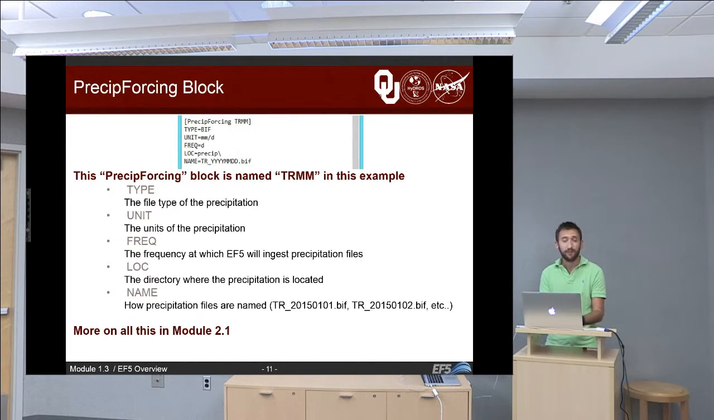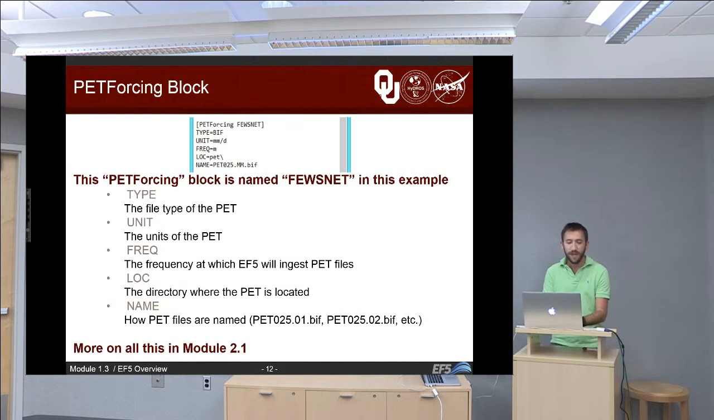And then the name is a really critical one. For precipitation and for PET, EF5 needs names that include date and time information. So in this case, the YYYYMMDD, that stands for year, month, and day. So EF5 goes through and it knows that each file is named TR 2015-0101, for example, 2015-0102, etc. And we'll talk more about precipitation in Module 2.1. The PET forcing block works identically to the precipitation forcing block.